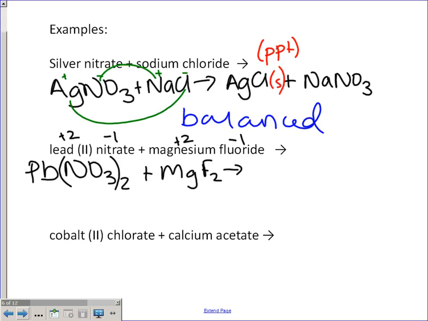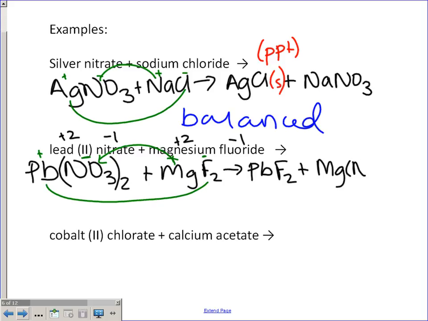When I go in to figure out what's going to bond with what, anions bond with cations. So lead, which is positive, is going to bond with fluorine, which is negative. Magnesium, which is positive, is going to bond with nitrate, which is negative. So when I rewrite this, I have Pb. Remember that lead's charge is 2, fluorine's charge is 1. So PbF2 plus magnesium, whose charge is 2, and nitrate, whose charge is 1, Mg(NO3)2.